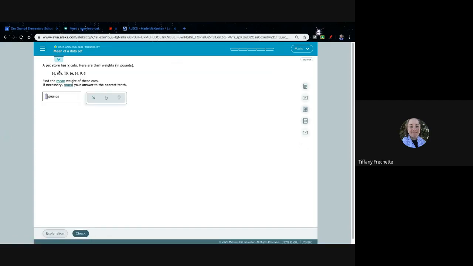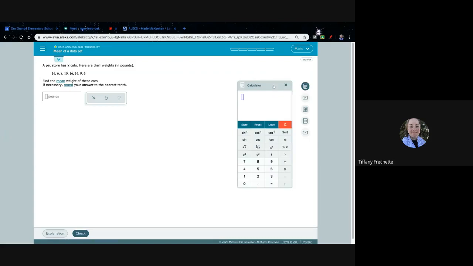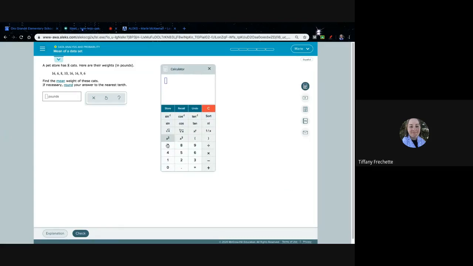Okay. So let's grab our calculator because we are allowed to use a calculator on this one, and this is a perfect example of why you might use a calculator. So we have 16 plus 6 plus 8, 10, 16. I've actually seen it where it'll do this.